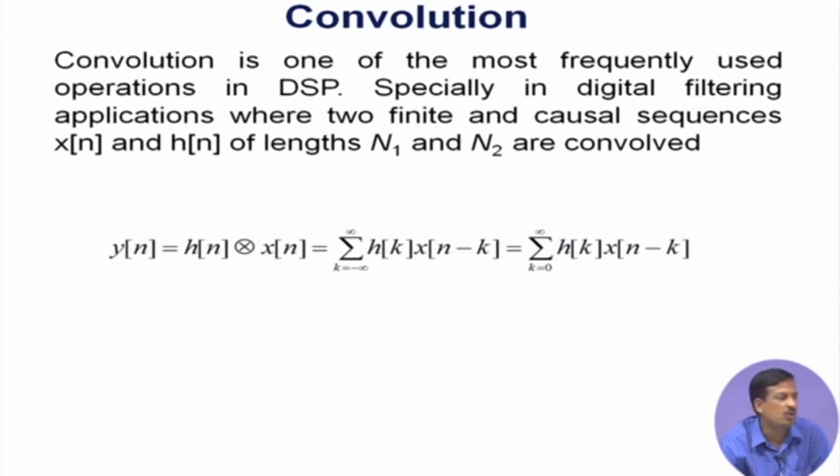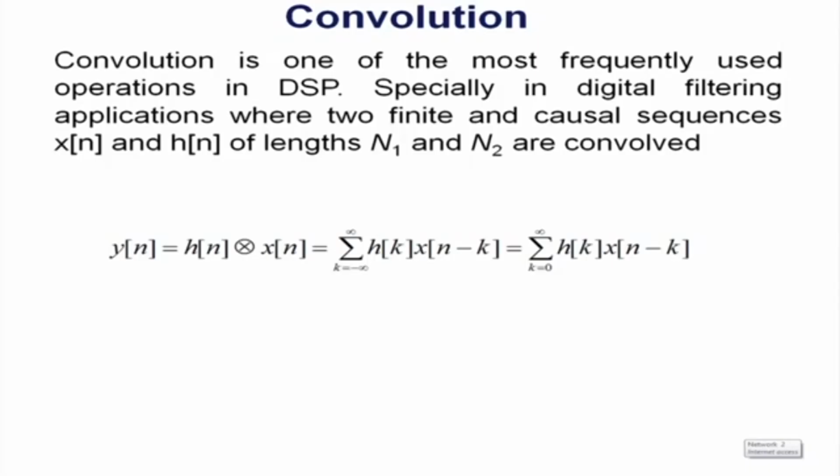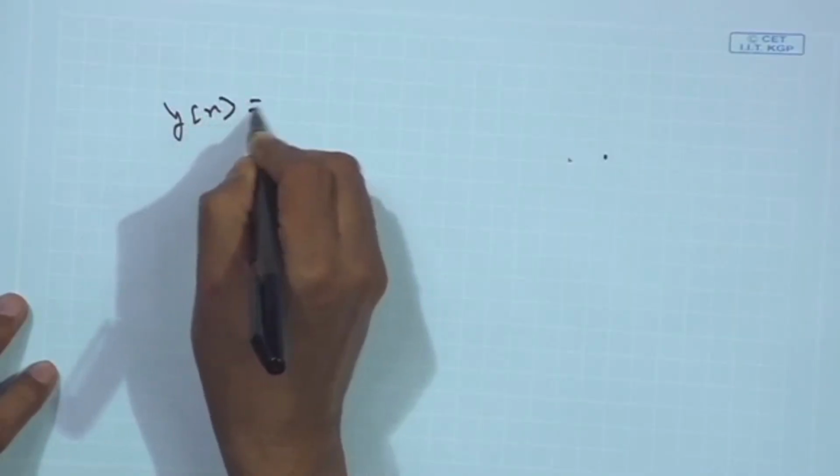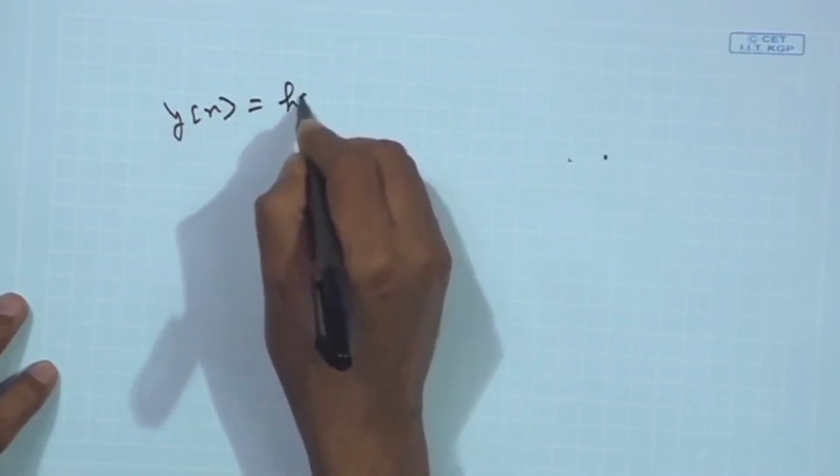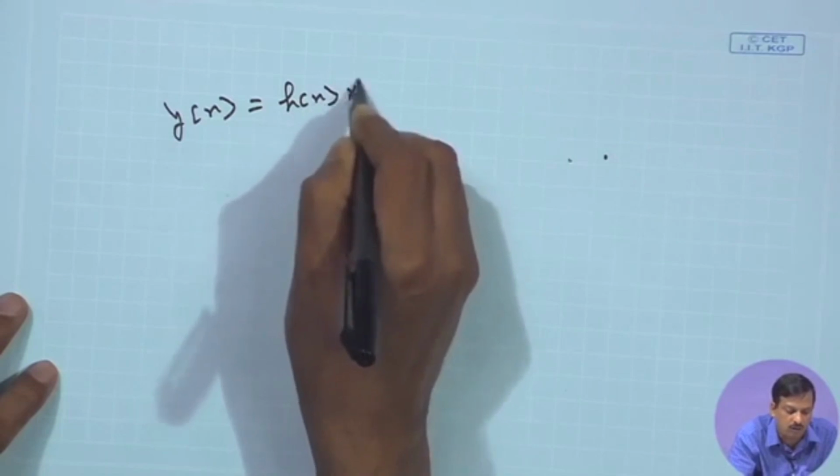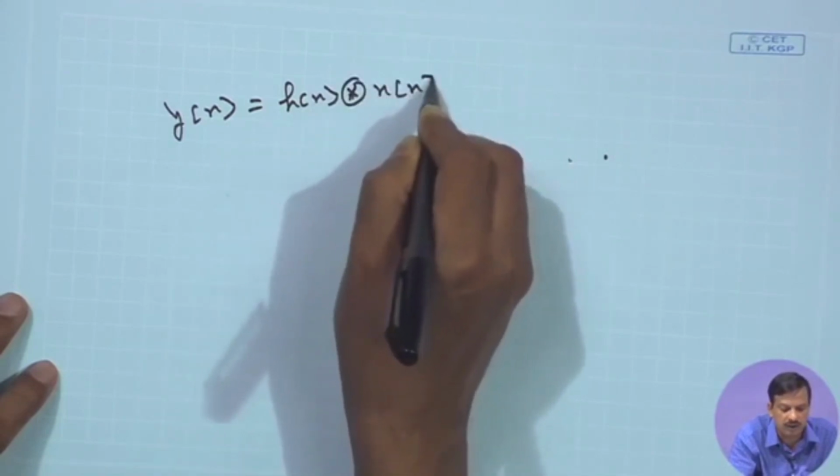Convolution. So, convolution is the most frequently used. If I want to find the output for an input in a system, then the system transfer function is convolved with the input to produce the output of the system. So, convolution is the most commonly used algorithm in DSP. Okay. So, suppose y[n] is produced using a system property h[n] convolved with input x[n].